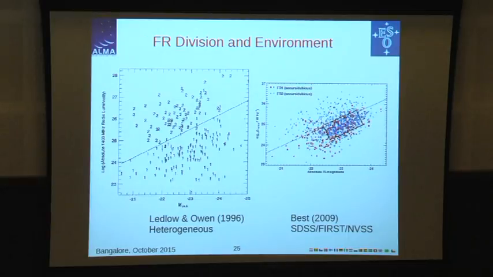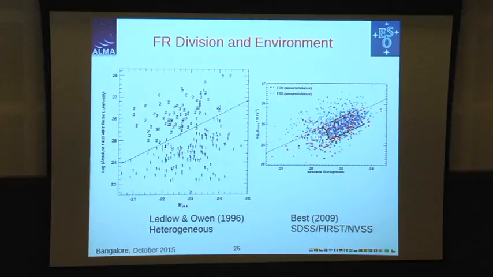So one thing that's been quite an interesting fact, or thought to be a fact, in understanding how this division works is how it depends on environment. And so in the mid-90s, Michael Ledlow and Frazer Owen came up with this diagram. Fanaroff and Riley, of course, pointed out that FR1 sources are low power and FR2 sources are high power, which to a first approximation is certainly still the case.